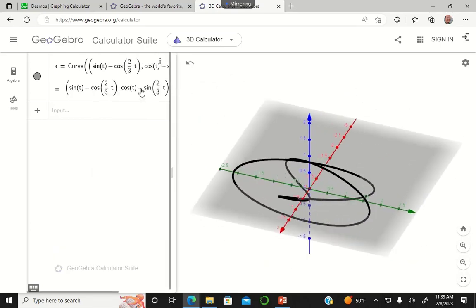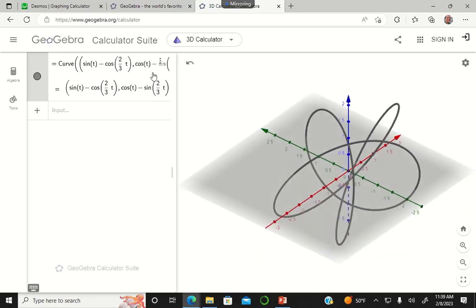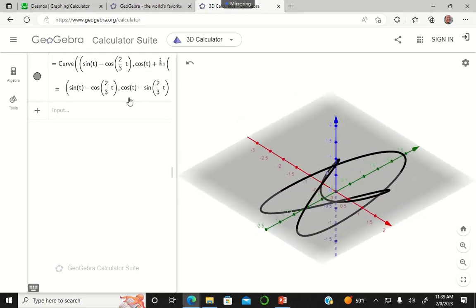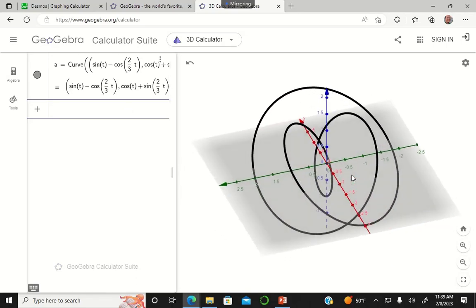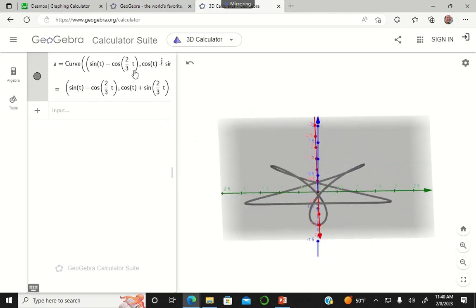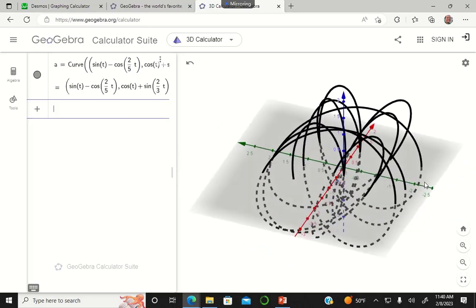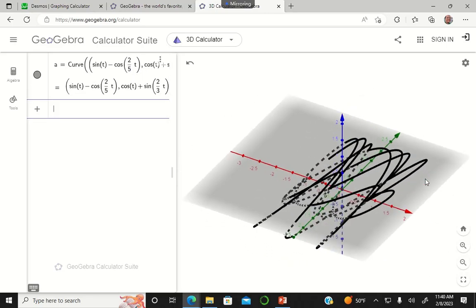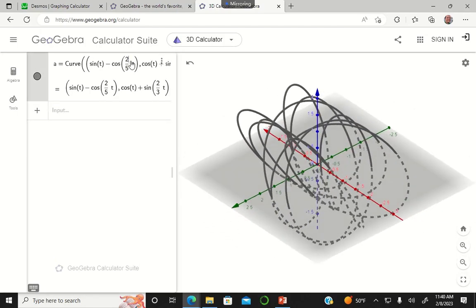Let's see what happens if I do plus right there instead of minus. See how that changes things. Okay, so that's what the plus looks like. It just sort of flipped it. What if instead of 2/3, this were 2/5? How does that change things? Okay. It's still a closed curve. It's a little bit more complicated. What if I make it 1/5 instead of 2/5?